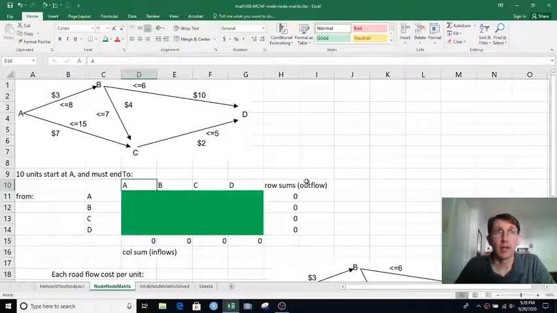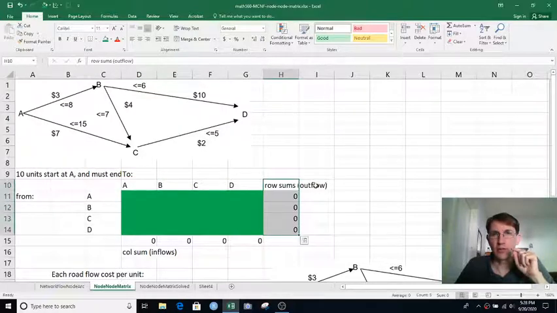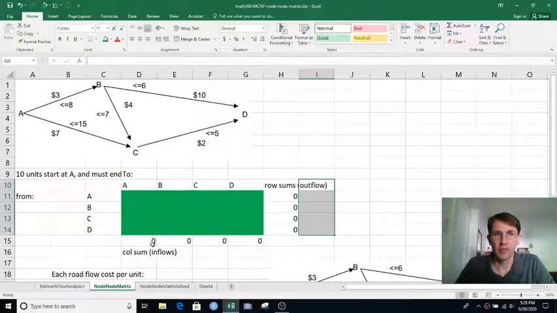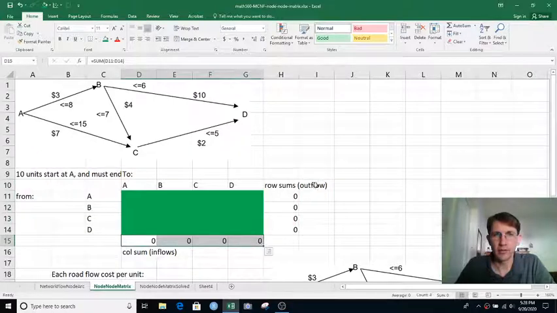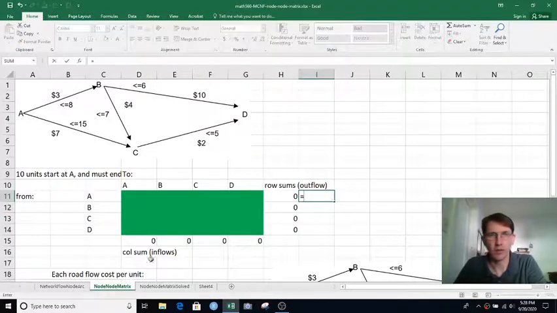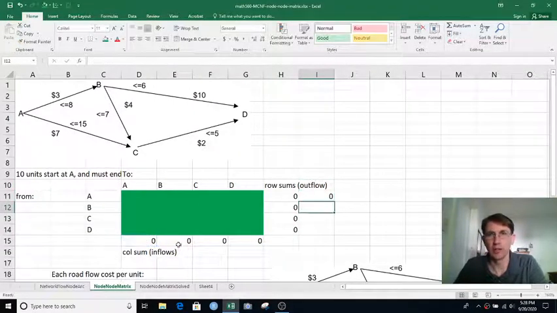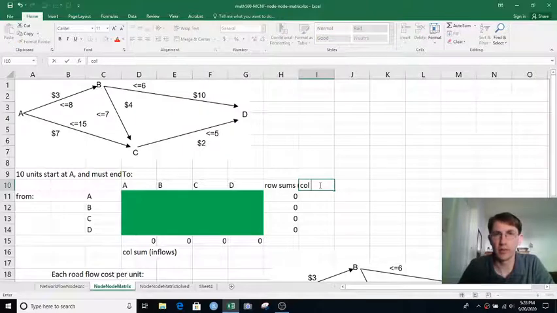Well, like in the node arc matrix, we ended up doing inflow minus outflow was 0 in some cases. So it'll be handy to do outflow right next to inflows. So it's nice to get these values over here. And I could just go like equals this one and so forth. But that would be a pain if I had a bunch of them. So let me show you a fun little trick here. You don't have to know this, but it's nice.